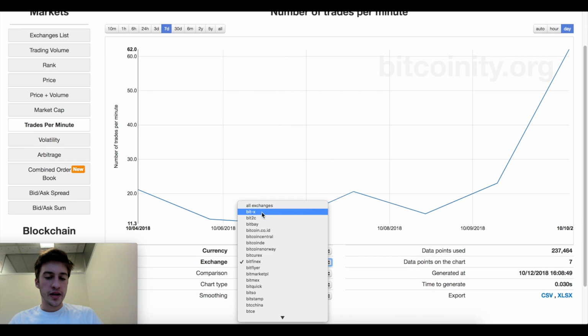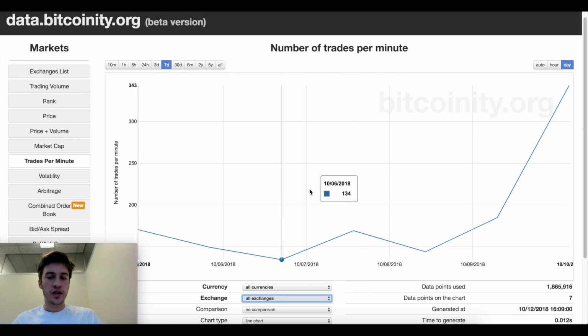You can also switch between Bitfinex and all exchanges at all times, although Bitfinex is going to be making up a large amount of the trades per minute and also a large amount of the volatility data as well.